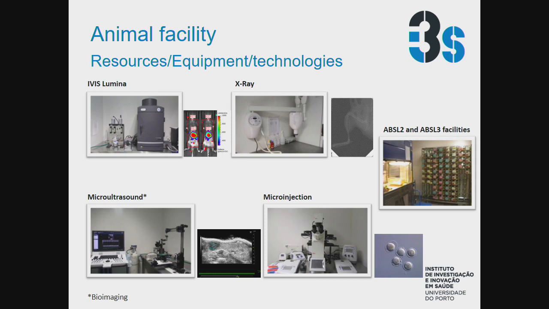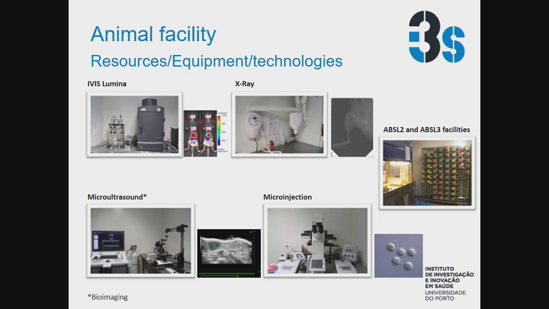So it results in a reduction of the number of animals that you need to use, and also in an increase of the power of the data that you get. The X-ray is an intranaural X-ray, and it is used mainly to detect bone alterations, so for heart or tissues monitorization. Then we have the micro-ultrasound that Maria already talked to you about.